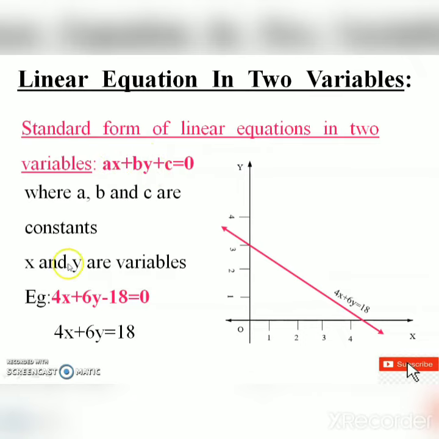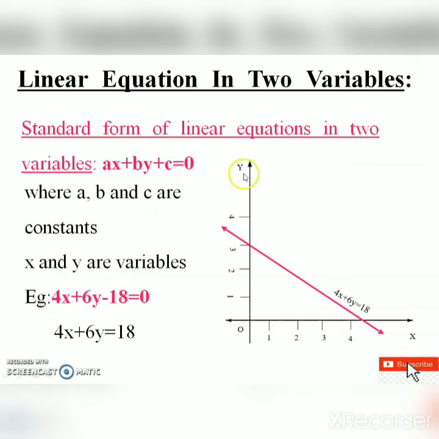Okay. So here, if I give an example, it is 4x plus 6y minus 18 is equal to 0. Compare this. a is 4, b is 6 and c is minus 18. Now if I want to, I can also have this as 4x plus 6y is equal to 18. That is minus 18, if it goes that side, it becomes equal to 18. Like in the questions, they can also give you in this form. But this is a standard form, that is ax plus by plus c is equal to 0. c here is minus 18, b is 6 and a is 4.